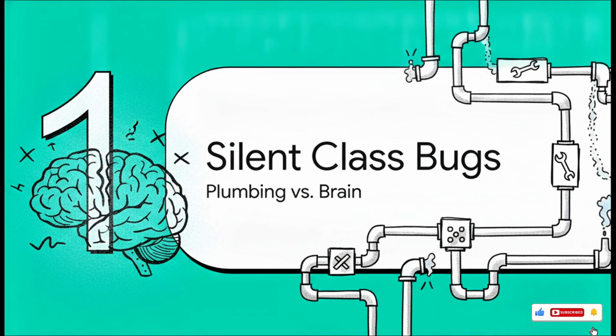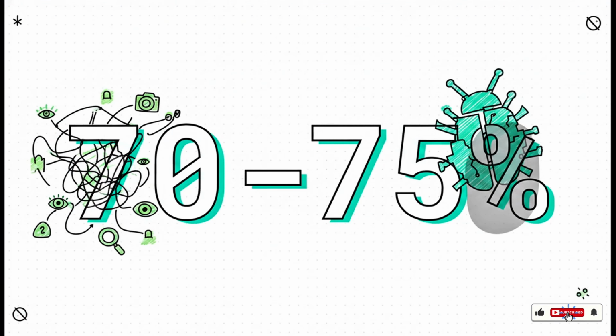All right, let's jump right into section 1, the silent classification bugs. It's all about the plumbing versus the brain. We've got to shatter a massive misconception right out of the gate here. When a model fails, it's super tempting to blame the architecture, right? The neural network's brain. But in reality, most machine learning bugs do not live in the model itself. They live in the unglamorous plumbing.